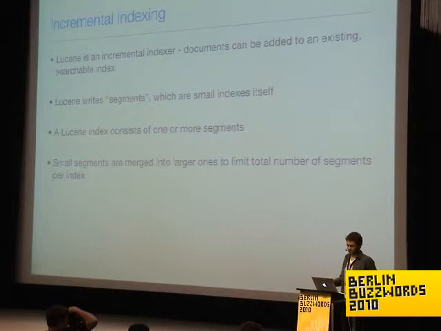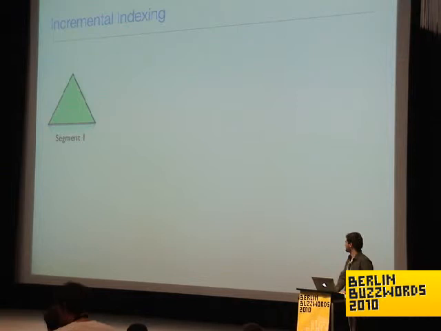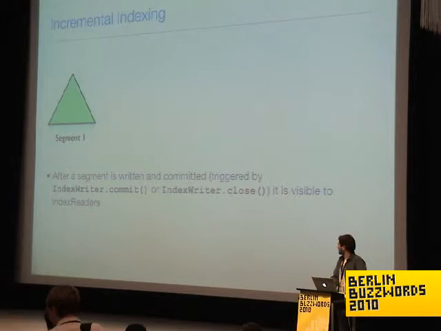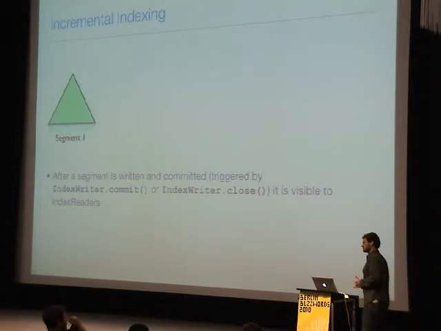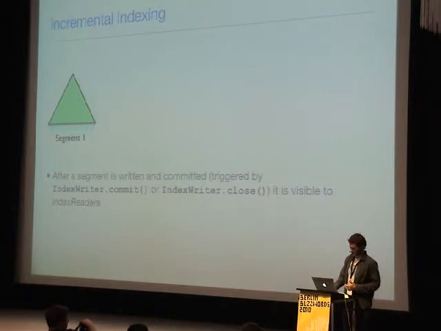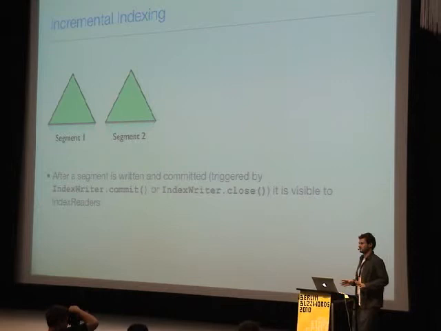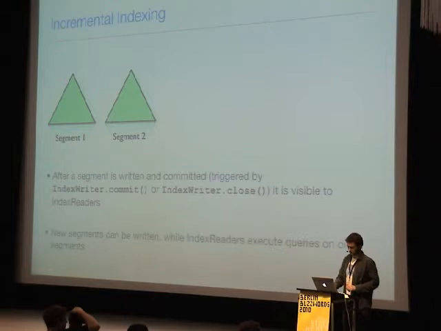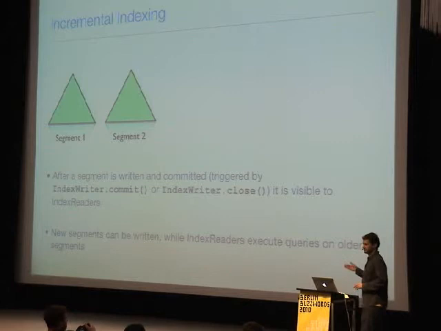This is how it looks. If you start appending documents to an index, Lucene will write the first segment. You can make a segment visible to an index reader by calling index writer commit or index writer close. After the segment is committed, it's visible to index readers and searchable. As you add more documents, a segment in Lucene is always write-once, so Lucene never touches a segment again after it was written. If you append more documents, Lucene writes the next segment, and that can happen while index readers process queries on the first segment.